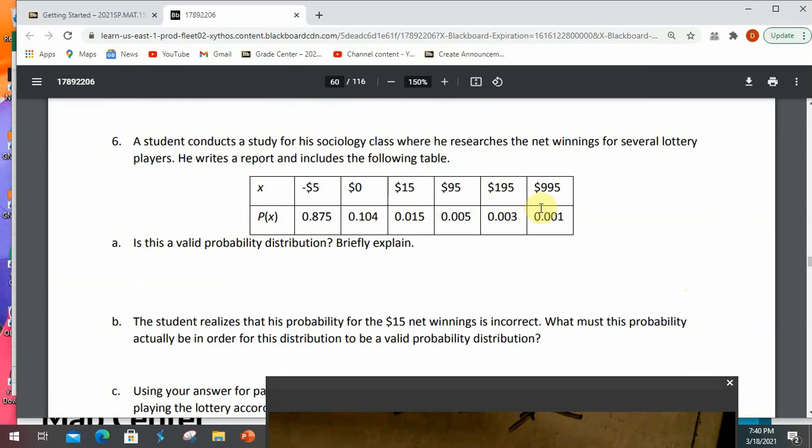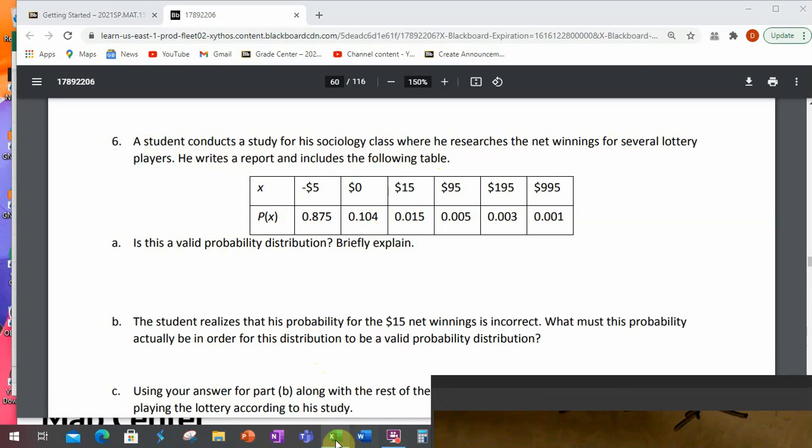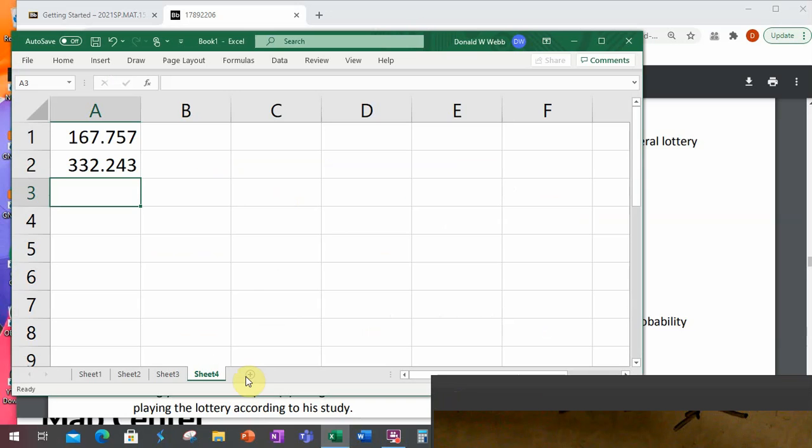Okay, so let's go over this one real quick. A student conducts a study for a sociology class where he researches the net winnings for several lottery players. He writes a report. Here's his thing. Okay, is this a valid probability distribution? Remember a while ago I had two different criteria.